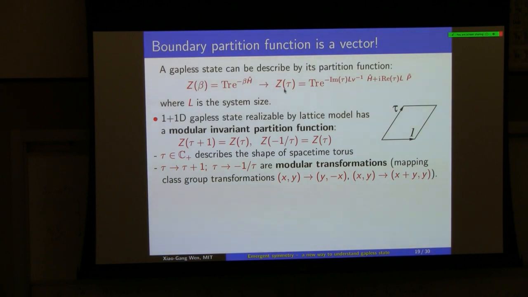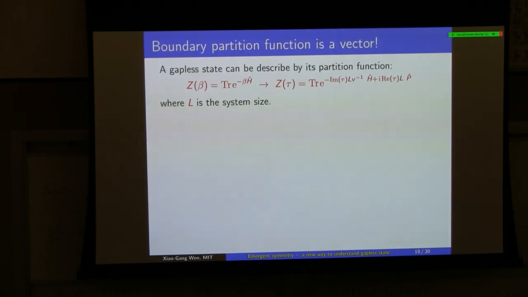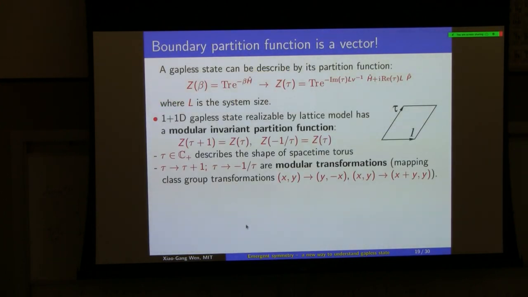And this quantitative description of gapless states has a very special property. It's called modular invariance. This modular transformation is what we call the 90 degree rotation and the shear twist. These two transformations generate a group called the modular group. Under this modular transformation, it turns out the partition function is invariant. Tau to tau plus 1 and tau to minus 1 over tau correspond to these two transformations. Tau to minus 1 over tau is the 90 degree rotation, and tau to tau plus 1 is the shear twist. So this became the story for the gapless 1+1D system.